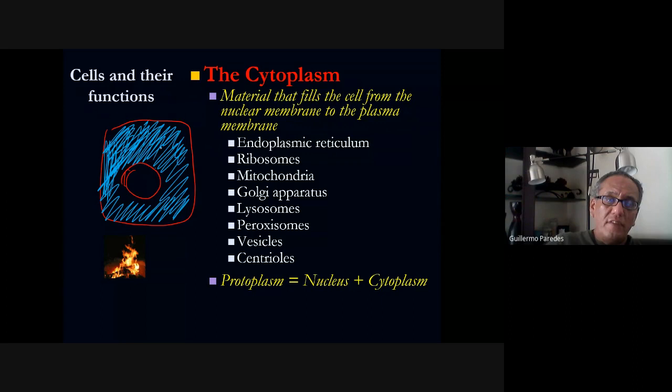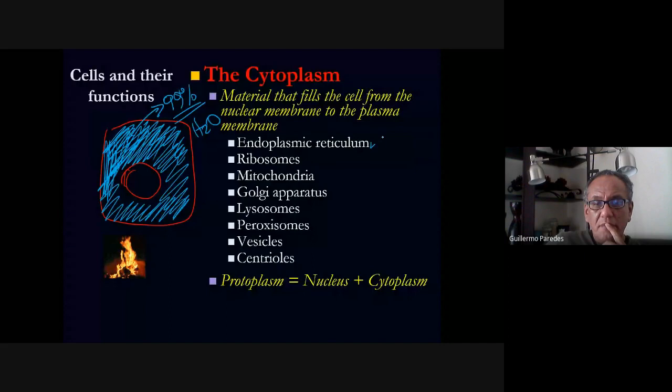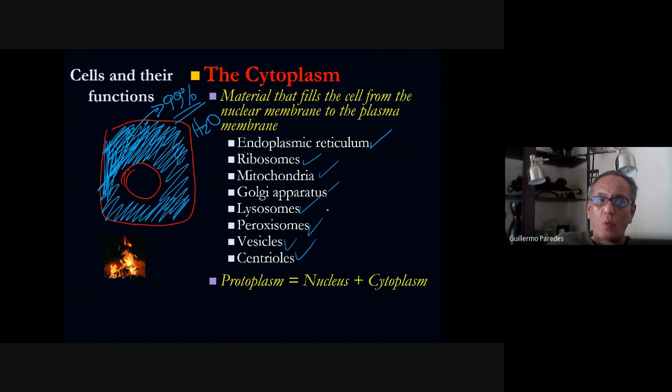As you can see, 99% of the components of the cytoplasm is water. It's a lot of water. So we have the cytoplasm, and immersed in there: endoplasmic reticulum, ribosomes, mitochondria, Golgi apparatus, peroxisomes, that's enzymes, lysosomes, vesicles, and centrioles. We are going to talk about them one by one.